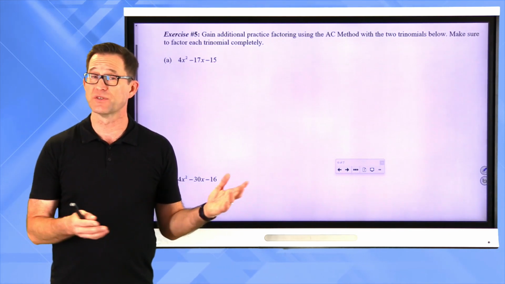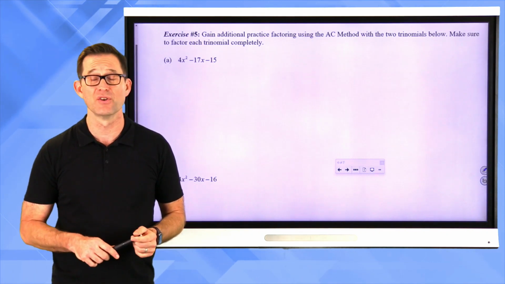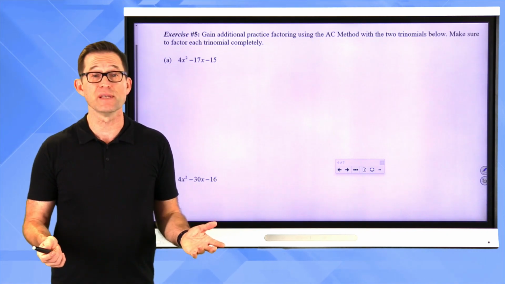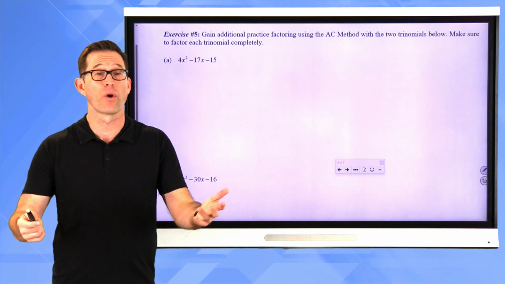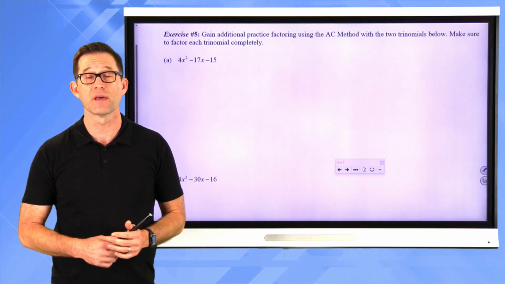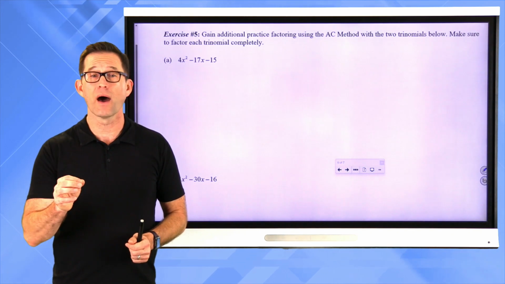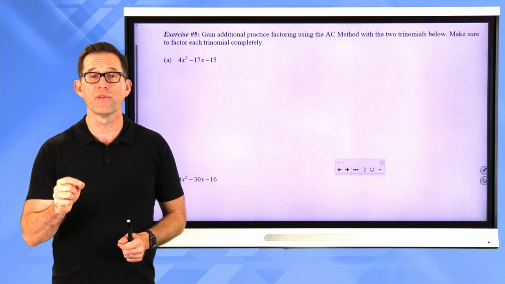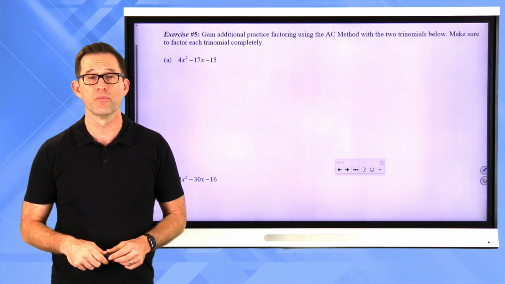You don't have to, as we saw in the last problem, but my advice is to do so. If there isn't a GCF, then just go ahead and do it. But if there is, factor that GCF out first. Anyway, pause the video now and try to work out both of these, and then we'll go through both.